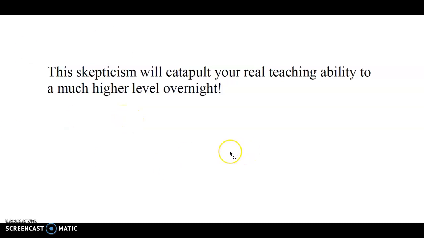But look for it, right? Be a skeptic, be skeptical, and stay awesome.